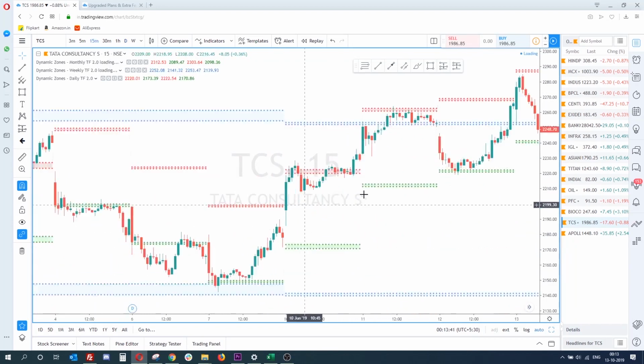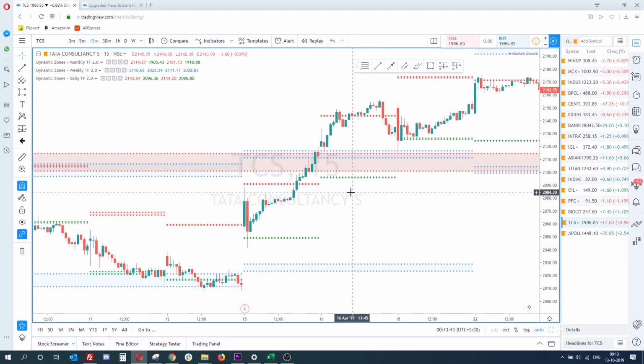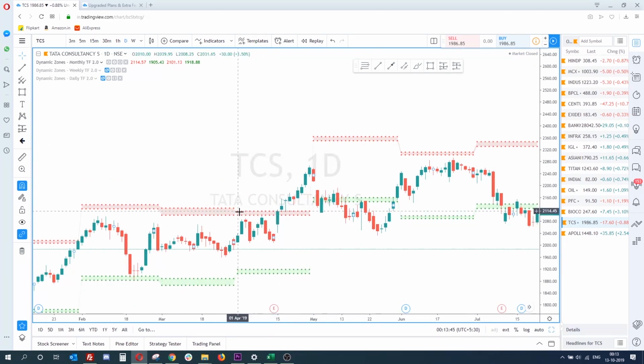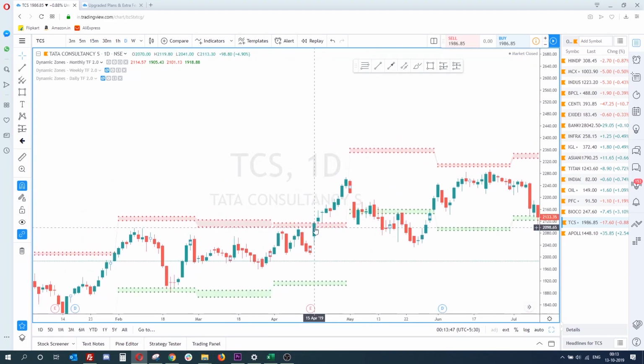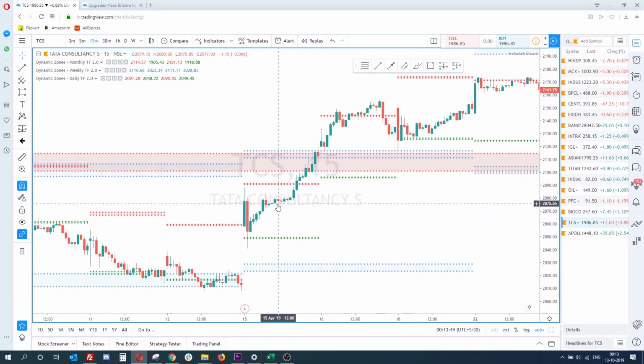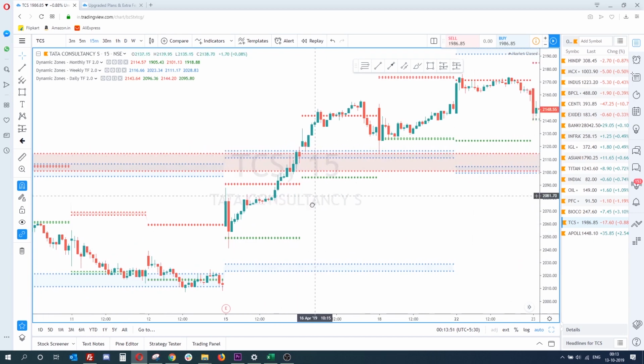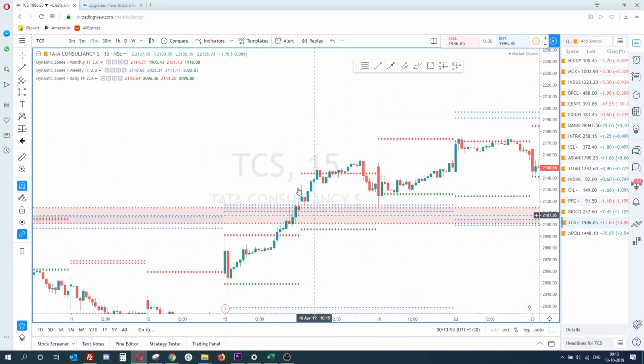Yeah, you see, this is the monthly zone, and the monthly zone was breached on 15th April. This is 15th April, and this is 16th April. What happened on 16th April? It took a support in both the monthly zone and the weekly zone, and then a rocket move. Your stop loss should be right below the weekly zone. Your target should be a daily zone or 0.5%.